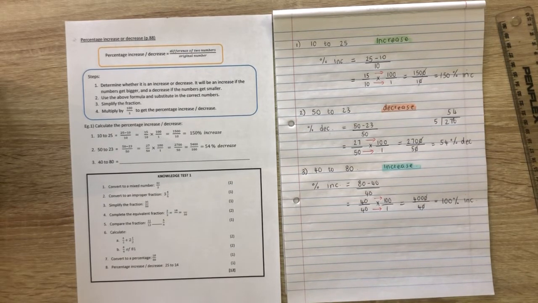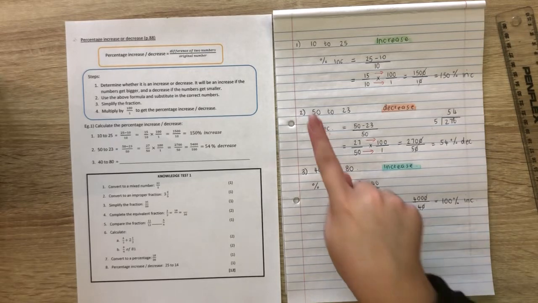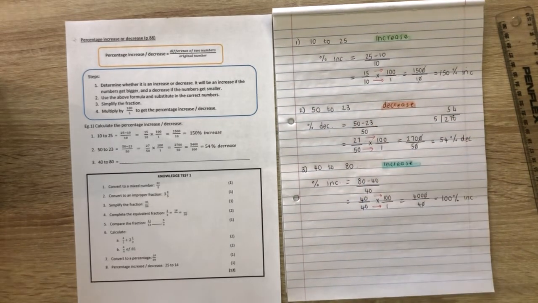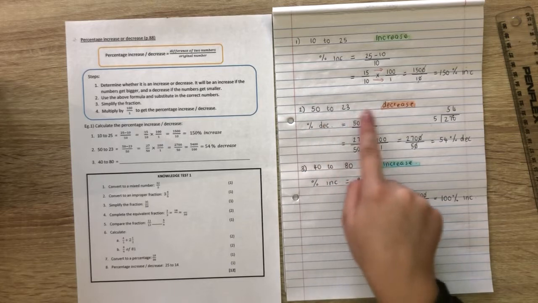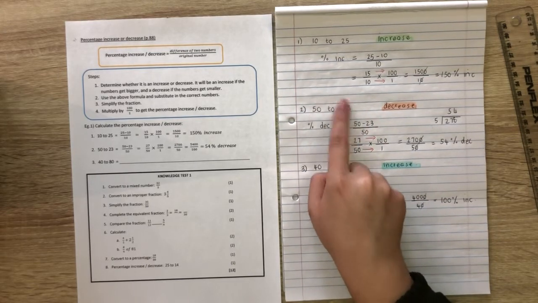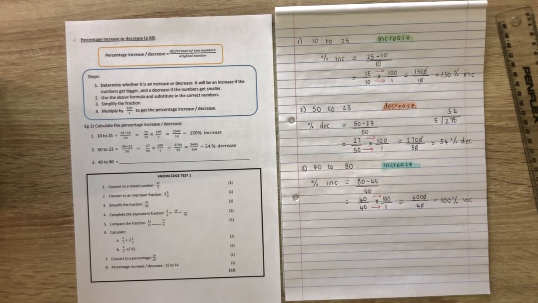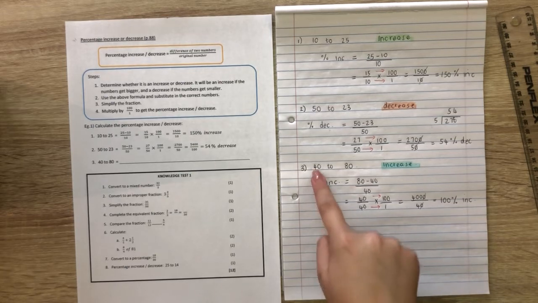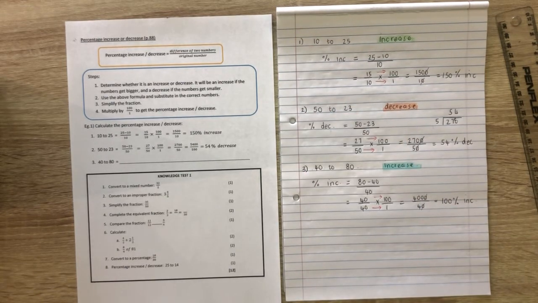Okay, so I'm going to quickly run through. Step 1, you determine is it an increase or a decrease. Step 2, you write your formula and you substitute in the difference, so big minus small, over the original one, the first number that's given. You simplify that, you multiply it by 100 over 1, and then you simplify.